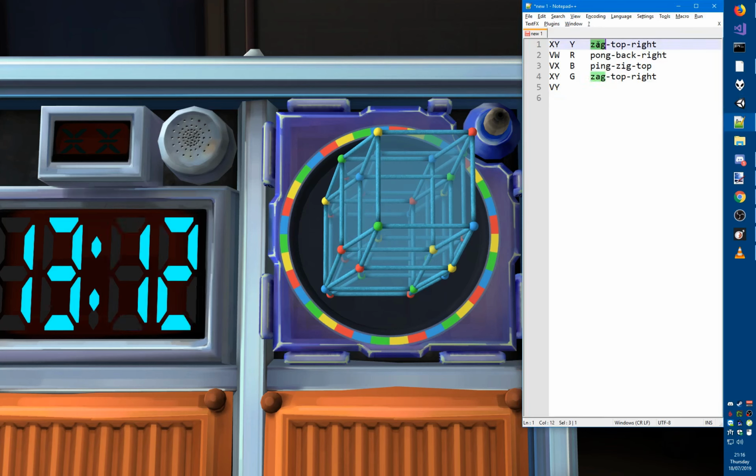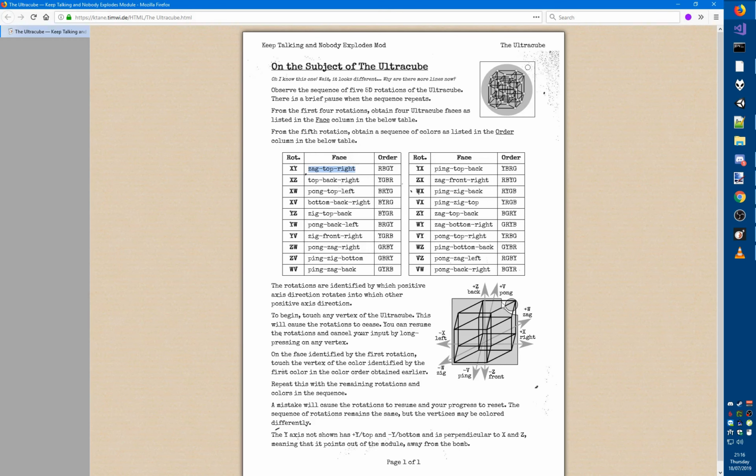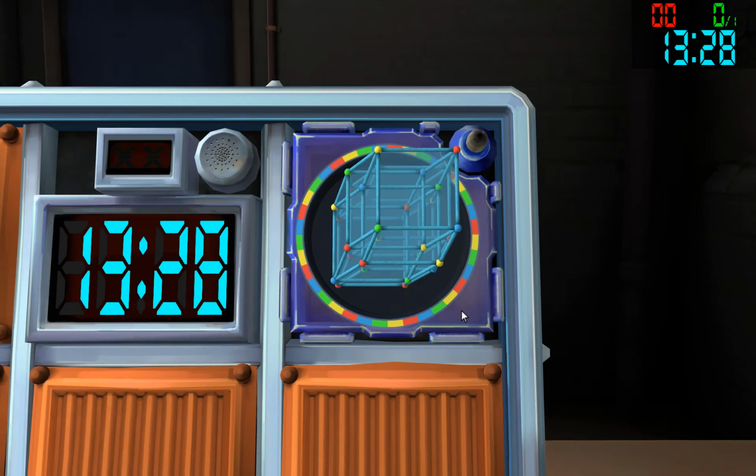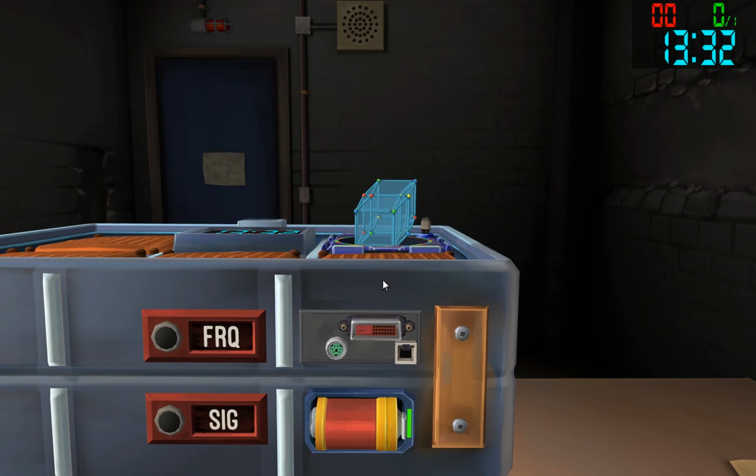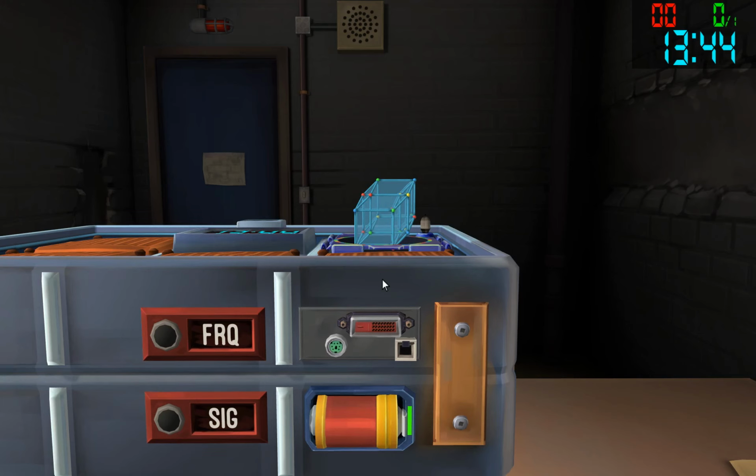First of all, what do these words even mean? Ping, pong, zag, and then of course top and right. Well, this is where this diagram comes in with the other words. So left and right mean positive and negative x, and the y-axis is top and bottom. All right, so in order to unconfuse yourself about it, imagine you're looking at it like this. Imagine you're standing on the module looking at the Ultracube.